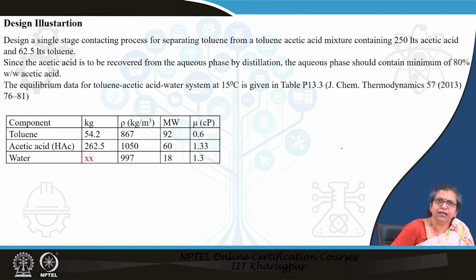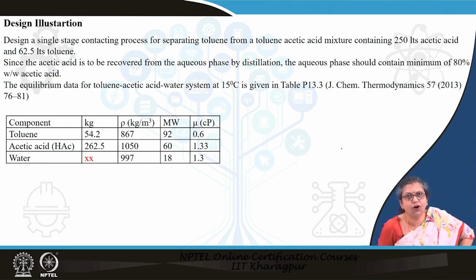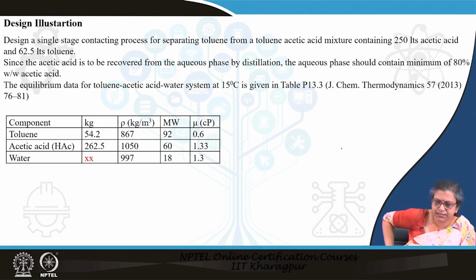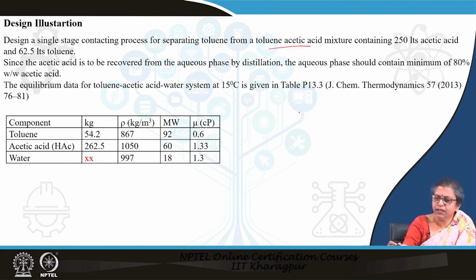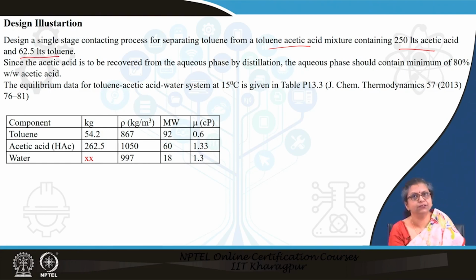Now, whatever I have discussed, we would like to go for an illustration problem in order to demonstrate the design of the mixer settler that I have told you. What do I have here? I have got a toluene acetic acid mixture. It contains 250 liters of acetic acid and say 62.5 liters of toluene. Now, generally this does not look very good, that 62.5 liters. I will tell you the genesis of the problem.